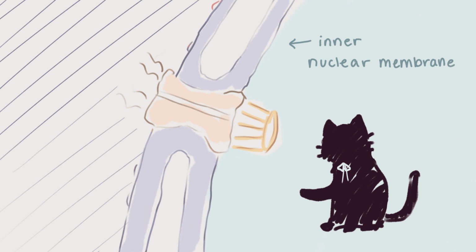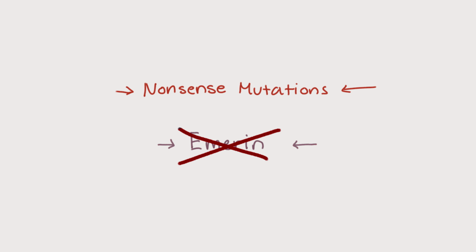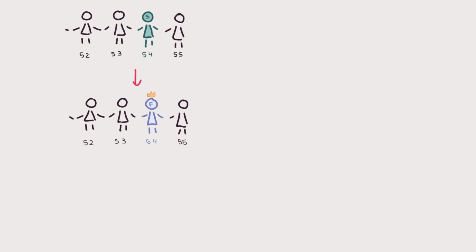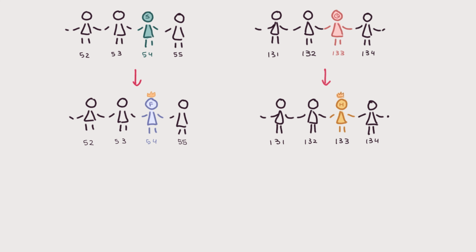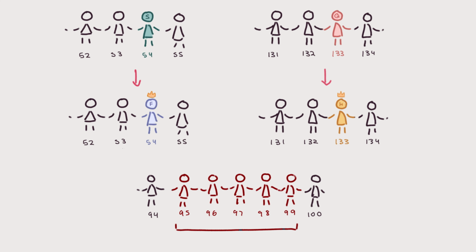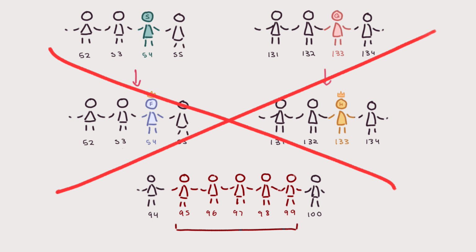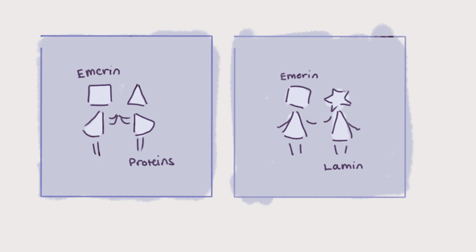Most EDMD patients harbor nonsense mutations and have no detectable emerin protein. There are 3 EDMD-causing emerin mutants: S54F, Q133H, and the deletion of amino acids 95 to 99, which localize correctly to the nuclear envelope. Mutation can also prevent the protein from being made at all. Emerin interacts with other proteins as well as binds to lamins.